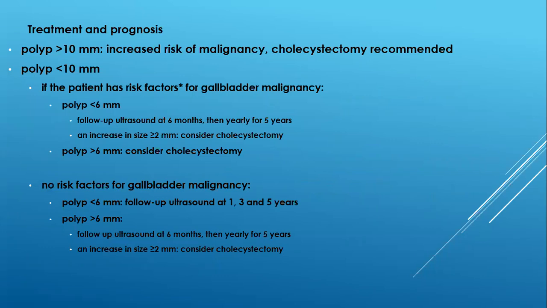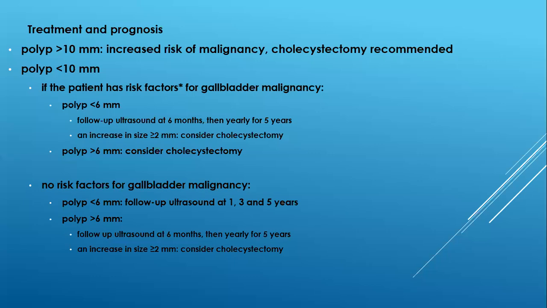Polyp more than 10 millimeters has increased risk of malignancy. Cholecystectomy is recommended. Polyp less than 10 millimeters, if the patient has risk factors for gallbladder malignancy: polyp less than 6 millimeters, follow-up ultrasound at 6 months, then yearly for 5 years. An increase in size of more than 2 millimeters, consider cholecystectomy. Polyp more than 6 millimeters, consider cholecystectomy.